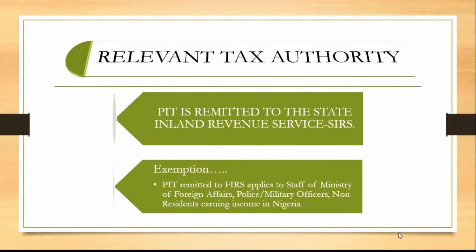The relevant tax authority for personal income tax is the State Inland Revenue Service. For companies, they remit to Federal Inland Revenue Service. Exemptions: personal income tax remitted to Federal Inland Revenue Service applies to staff of Ministry of Foreign Affairs, police/military officers, non-residents, any income in Nigeria.